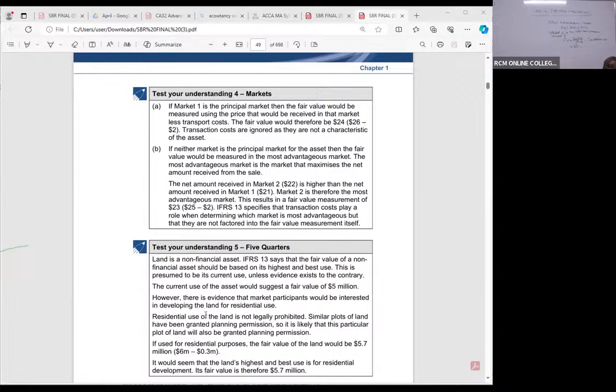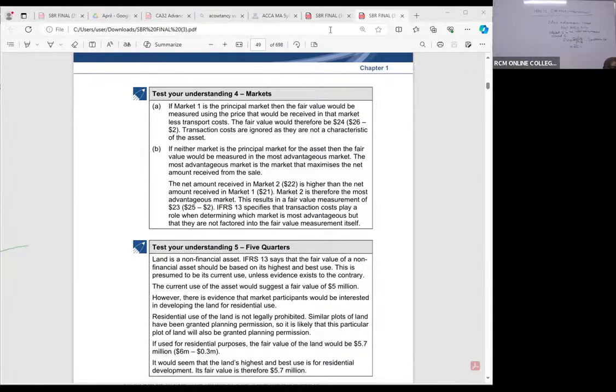However, there is evidence that market participants would be interested in developing the land for residential use. Residential use of the land is not legally prohibited. Similar plots of land have been granted planning permission. So it is likely that this particular plot of land will also be granted planning permission. If used for residential purposes, the fair value of land would be 5.7, which is 6 minus 0.3. So it would then seem that the land's highest and best use is for residential development. So its fair value is therefore 5.what here?